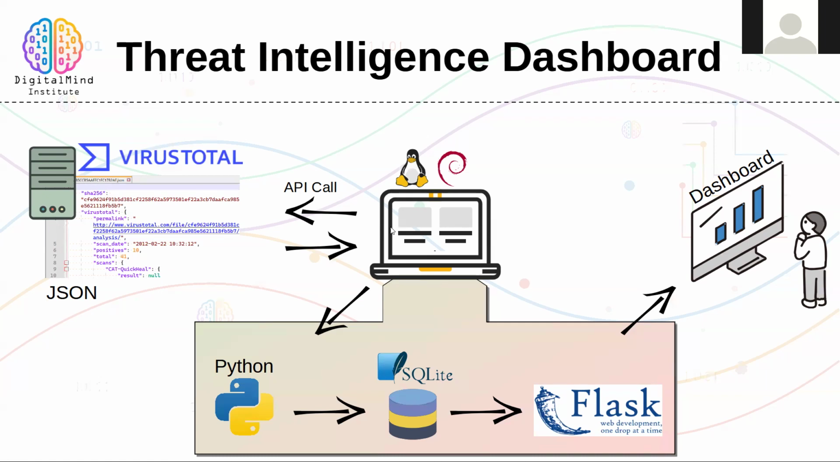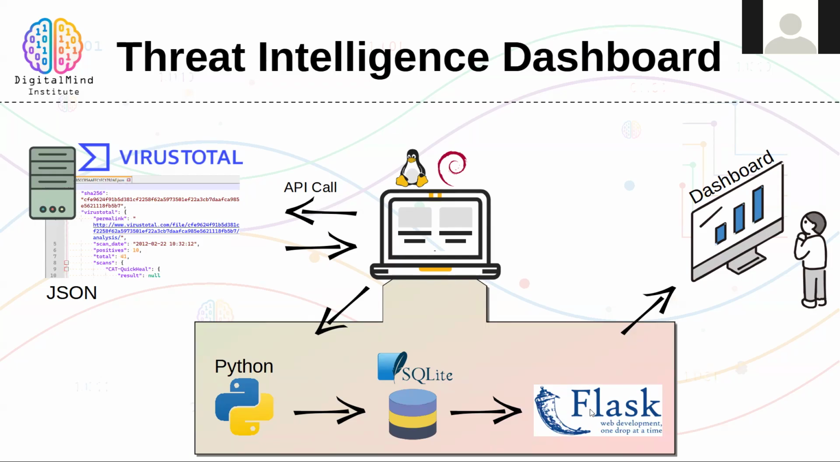And this computer will process this data. The API call is made using Python, and as soon as Python receives the data from VirusTotal, it's going to send it to a SQL database. The database is running inside this computer as well. And with the data already in the database, a Flask web page will consume the data from the database and then compose a dashboard to show to the user.